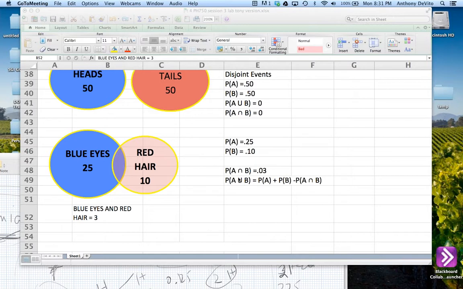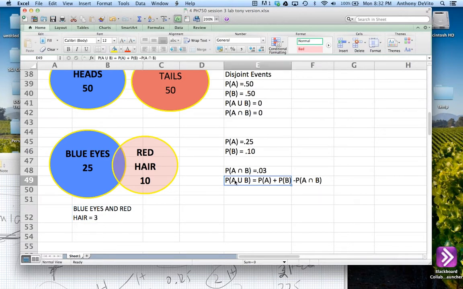Well, the probability of the union of blue eyes and red hair is equal to the probability of A, which is 25%, plus the probability of B, which is 10%, minus the area where they overlap, which is 3%. So this formula represents a way, a notation, for us to indicate what's happening here. So 25 plus 10 minus the 3% that's overlap, that's already been counted in one of these or the other, right? So we have to subtract it, okay?